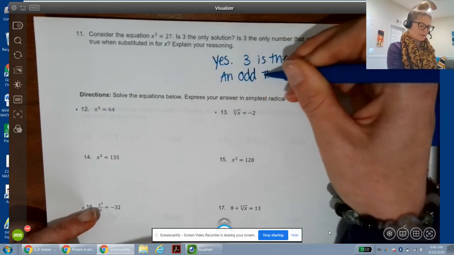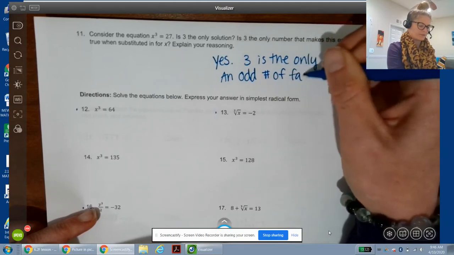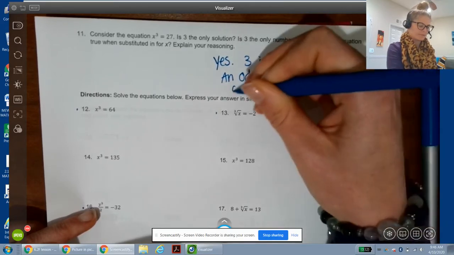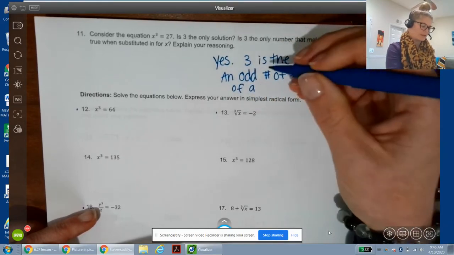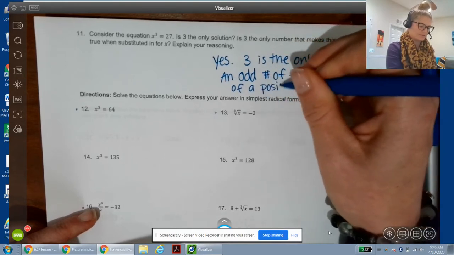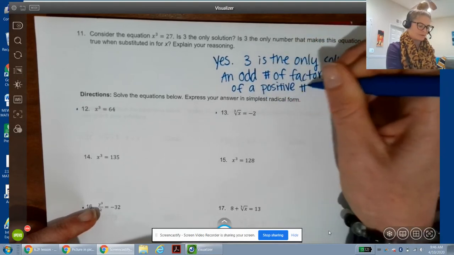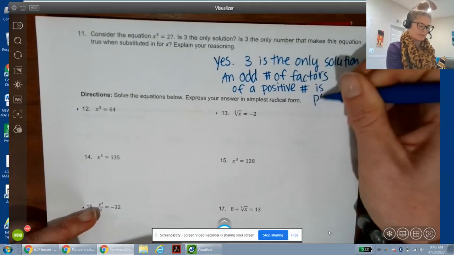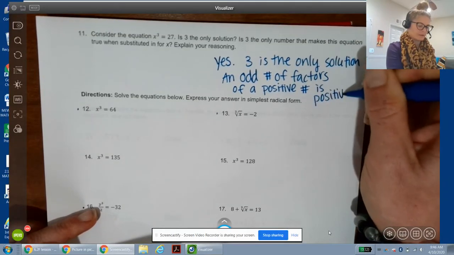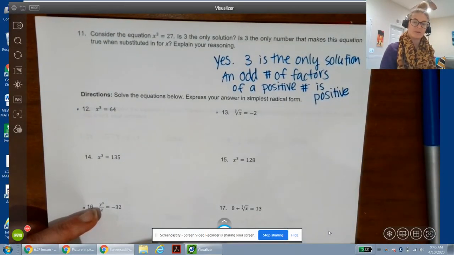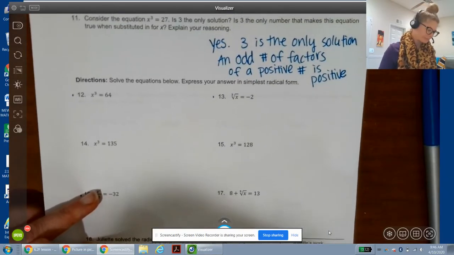Odd number of factors of a positive number is positive. So you have to be aware of that. So let's take a look.